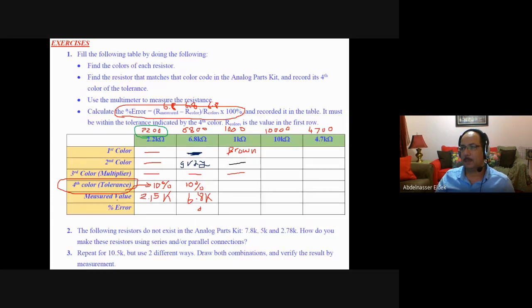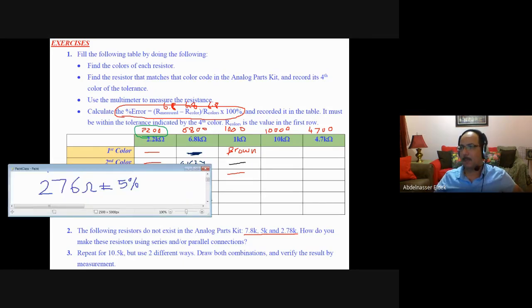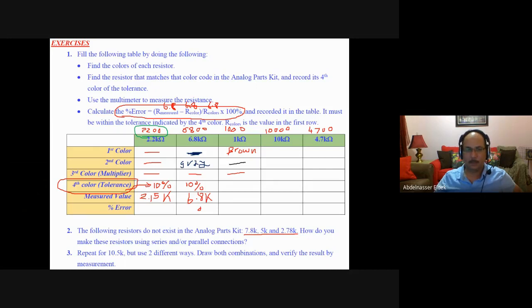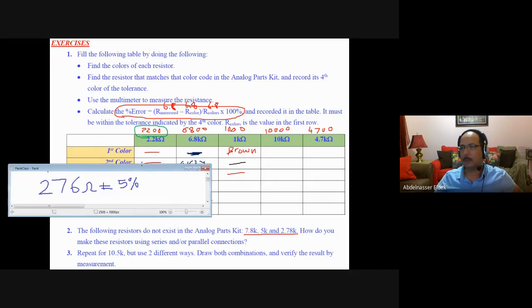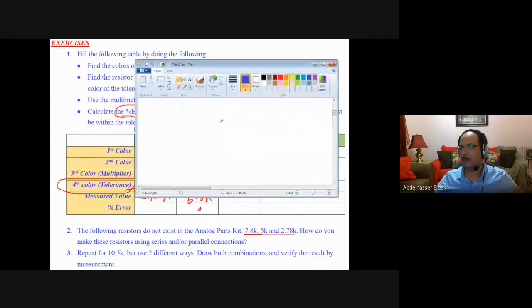Then what's next? We need to have these resistors, like for example 7.8, like 5K, like 2.78, for example. How do I do this? These resistors are not here in this list. Then you have to make them up. So for example, how can I do this? You have to connect 2 or more resistors in parallel or series.